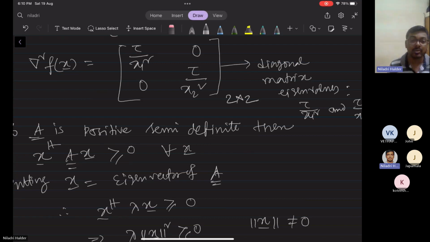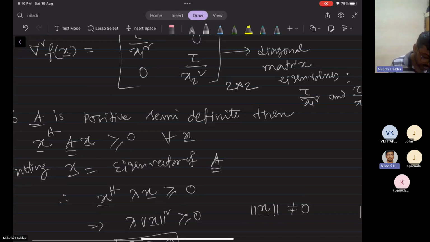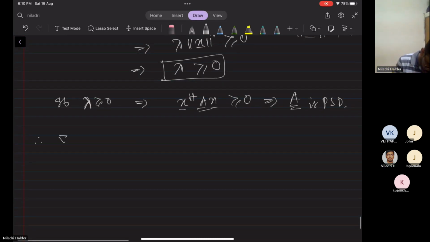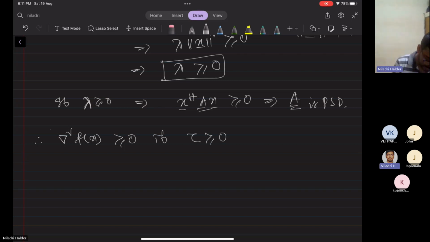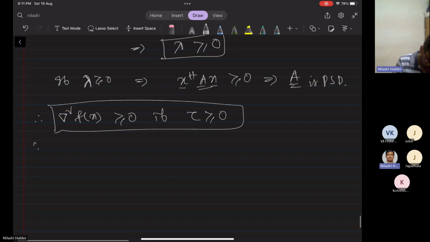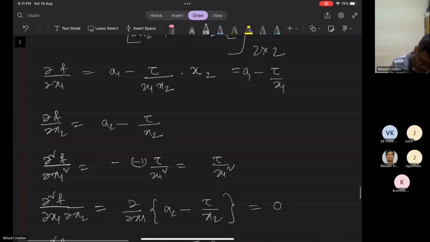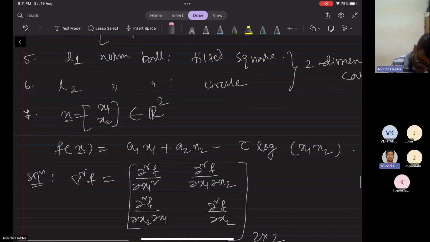So x1 square and x2 square are positive, but tau we don't know, whether tau is positive or negative. So the Hessian is positive semi-definite if tau is greater than or equal to 0, correct? So f(x) is convex if tau is greater than or equal to 0. Okay, so this is the case.